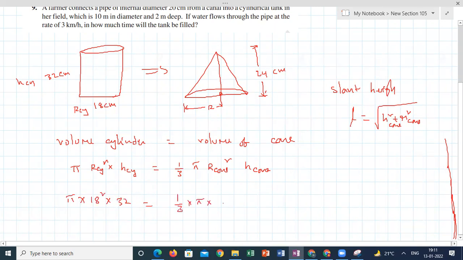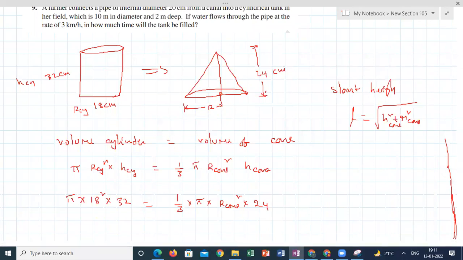The radius of the cone is r cone square into the height of the cone, 24. Please solve this question. Let me know what is your answer. What is the radius of the cone you are getting? First find out the radius of the cone.